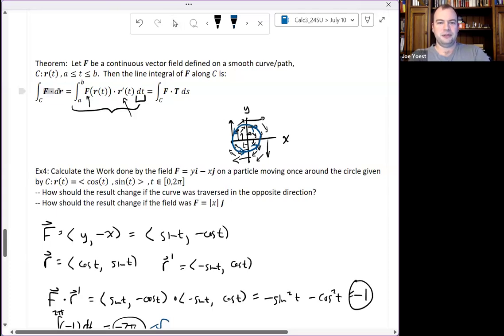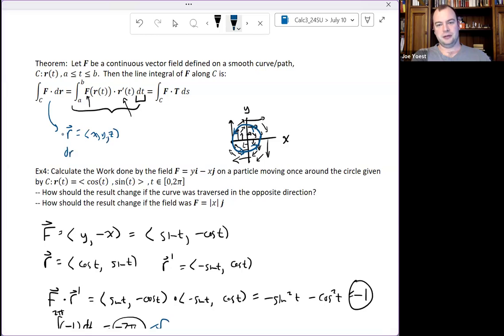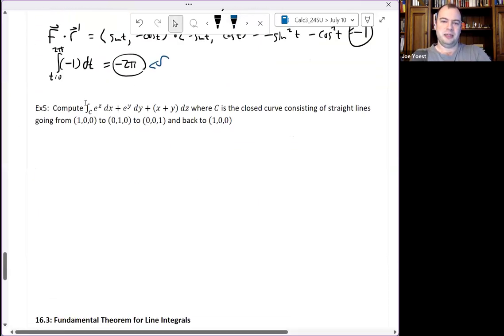So if we think of f dot dr, if r is x, y, z, dr is like the vector dx, dy, dz. So I can just take the first component of f and put a dx after it, the second component of f, put a dy after it, the third component of f, put a dz after it, and add those together. And that's really what I mean by this differential notation.